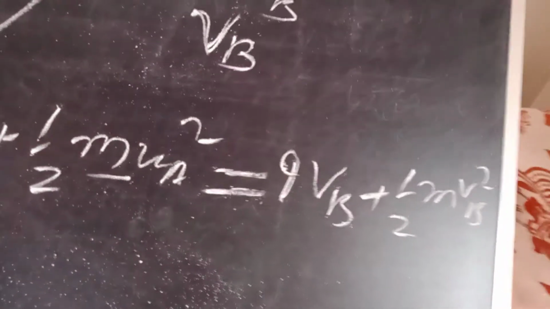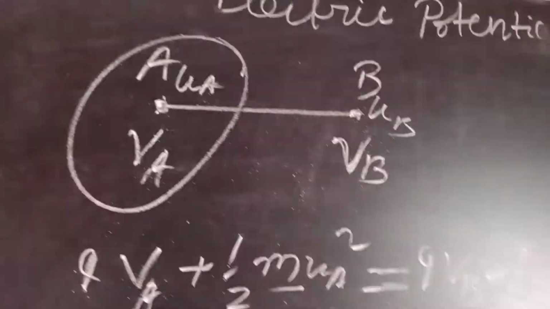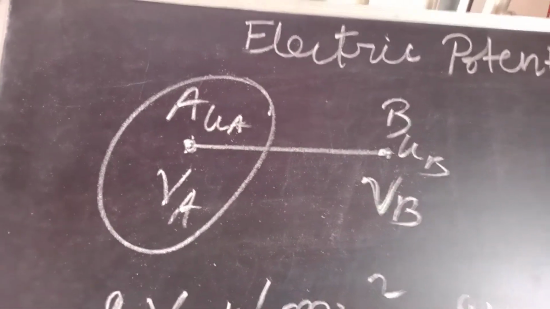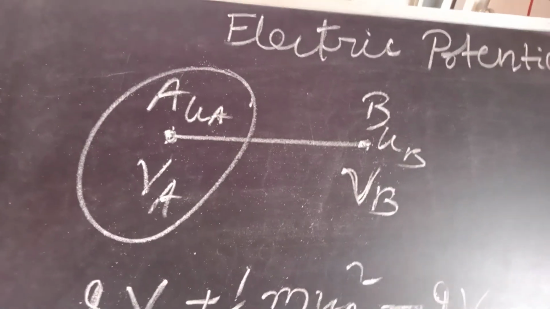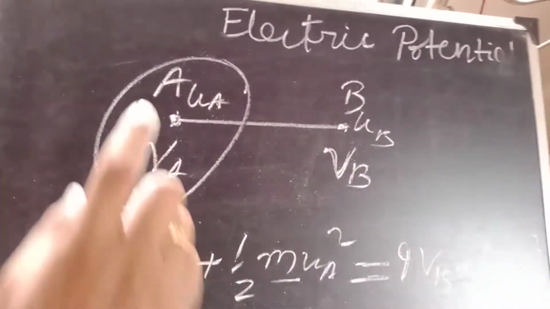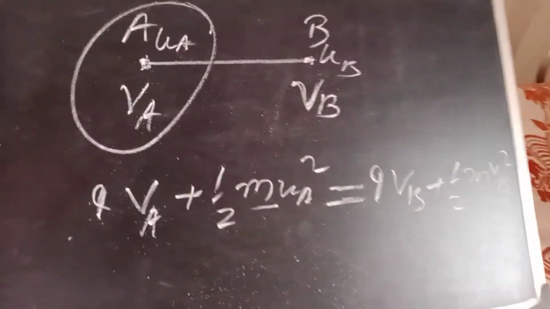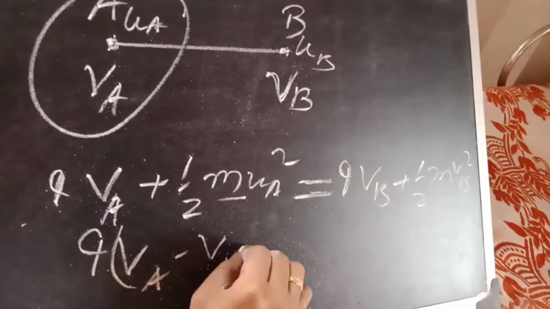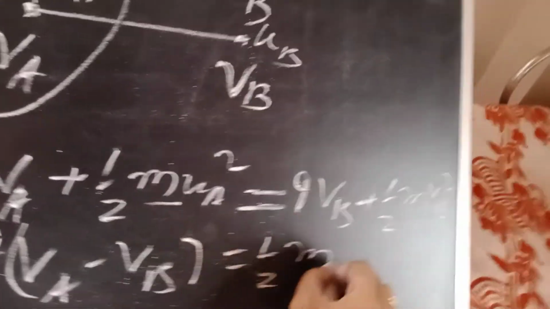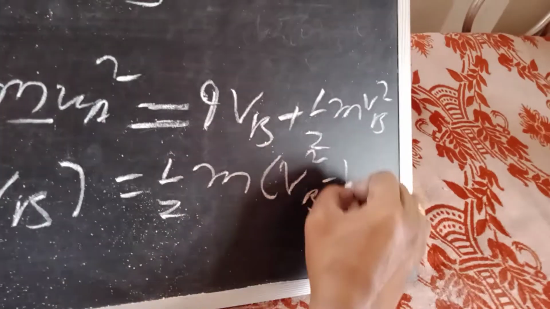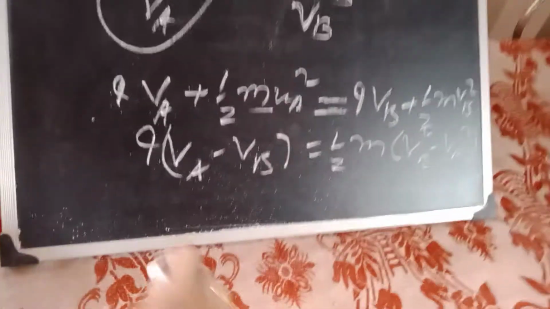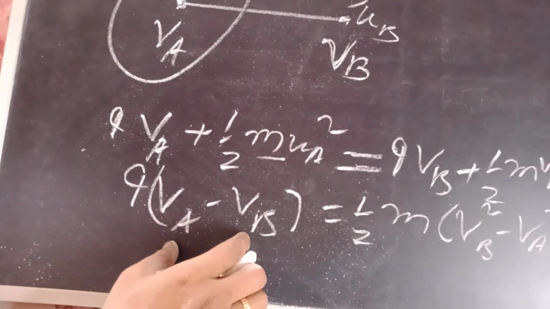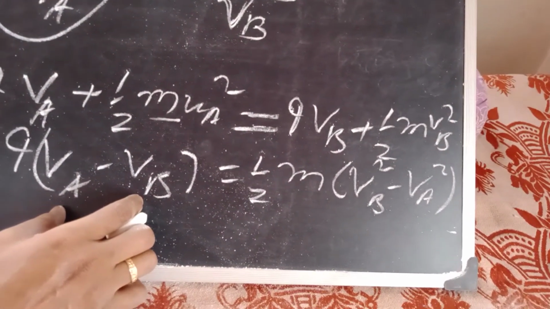Again I say that a charge is placed in a potential difference between A and B. The initial velocity at point A is UA, and it's moving towards B, and the velocity at point B is UB. So the total energy at point A will be equal to the energy at point B because of the conservation of energy. So we can see from that expression that Q times VA minus VB equals half m UB square minus UA square. So you can see that the potential difference VA minus VB gives the increase in kinetic energy.